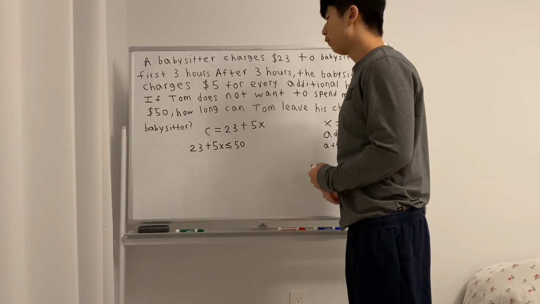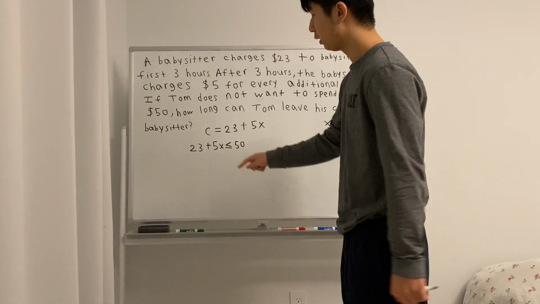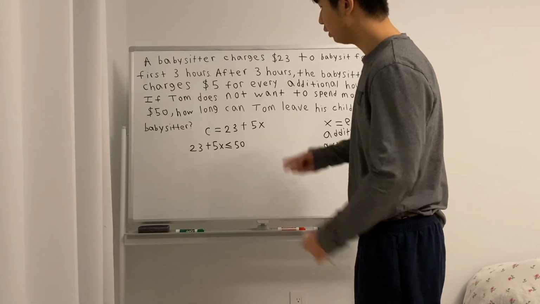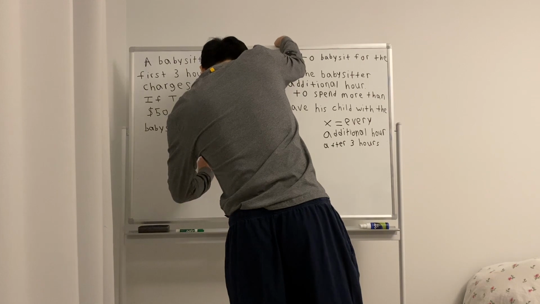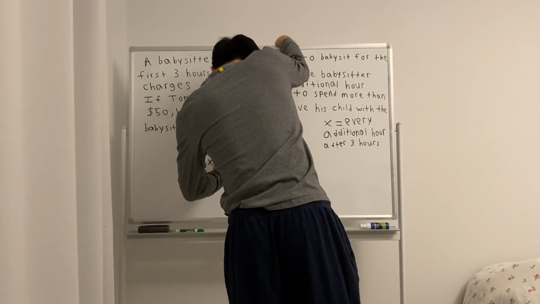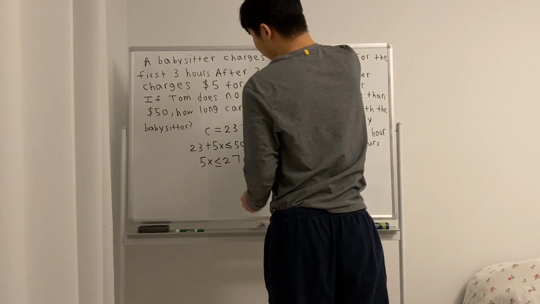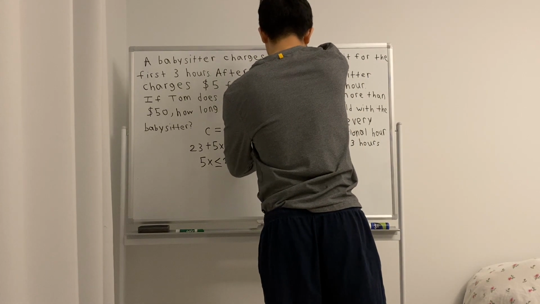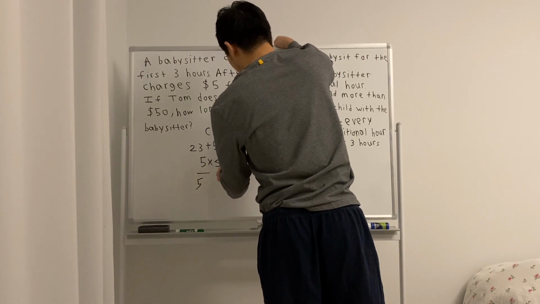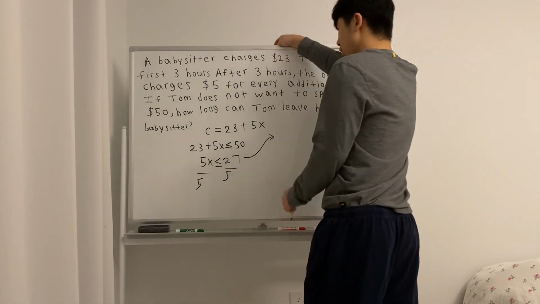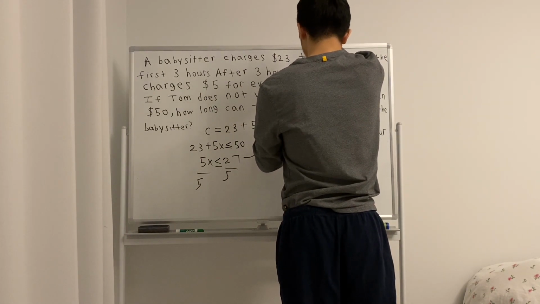So first thing I'm going to do is subtract 23 on both sides to bring this to this side. When you do that, you get 5x must be less than or equal to 27. And then to solve for x, I'm going to divide both sides by 5. So if we divide both sides by 5, this just cancels out, so that's x, and that must be less than or equal to.